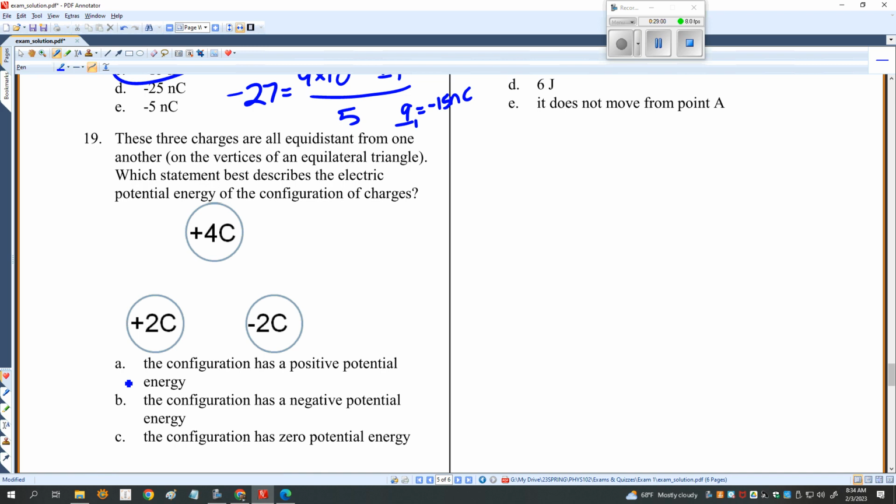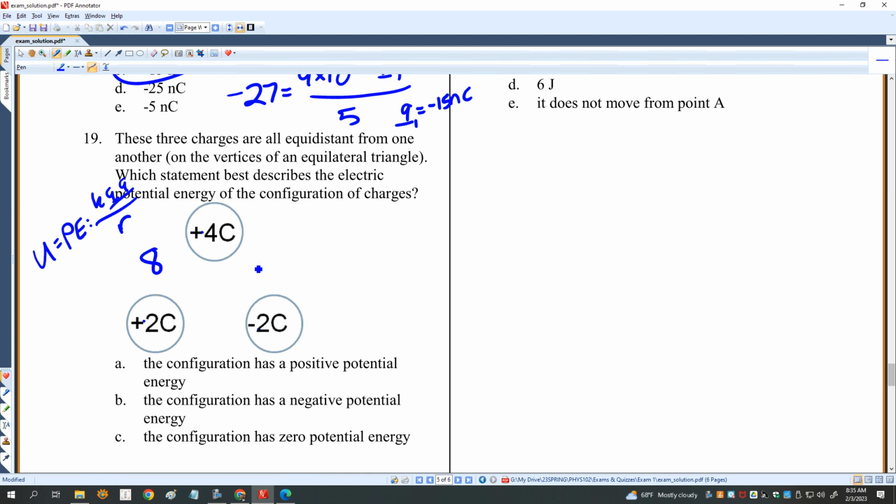These charges are all equidistant from one another. Which statement best describes the electric potential energy of that configuration of charges? Well, remember the electric potential energy, U or PE, is equal to KQQ over R. They're all equidistant from one another, so I can just really consider the product of the charges as a relative value of the potential energy.